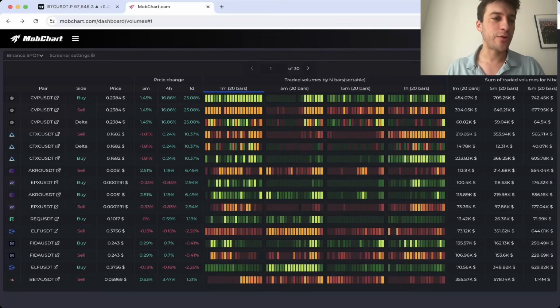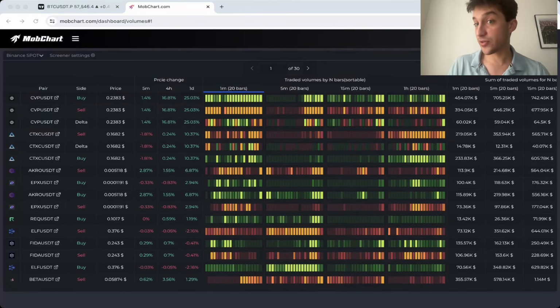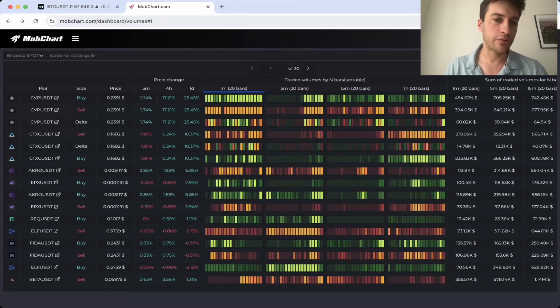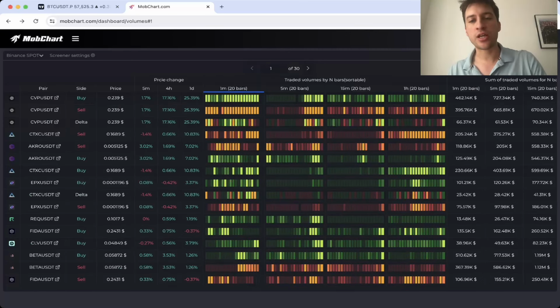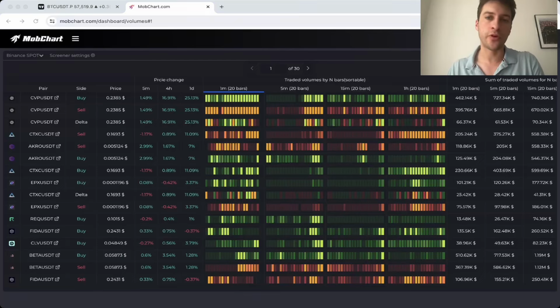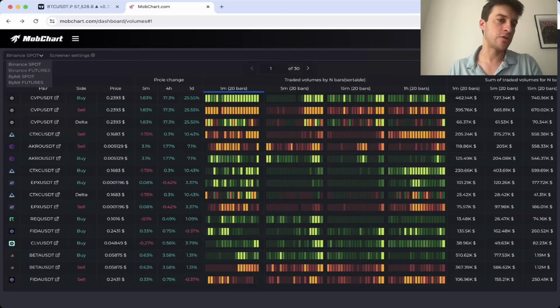So, you know what's better than COVID? Mobchart screeners. Binance Spot screener right here. Let's go talk about this. What this is showing visually is how much trading is happening every single minute. As you can see, it says 1610, 1609. This way you can actually see unusual volume from 4 different platforms: Binance Spot, Binance Futures, Bybit Spot, Bybit Futures, very simply.